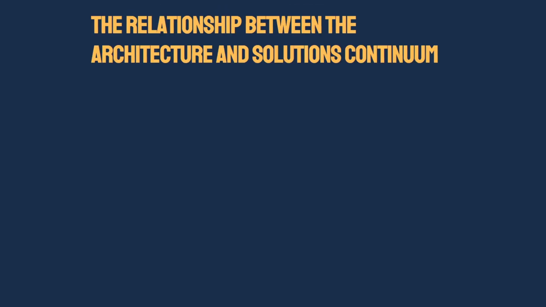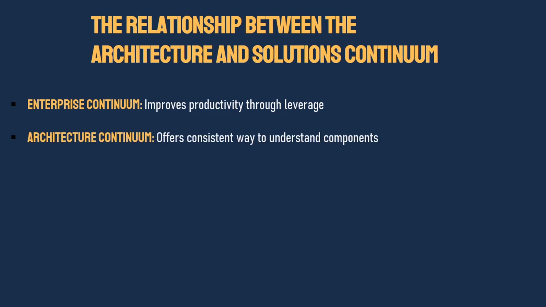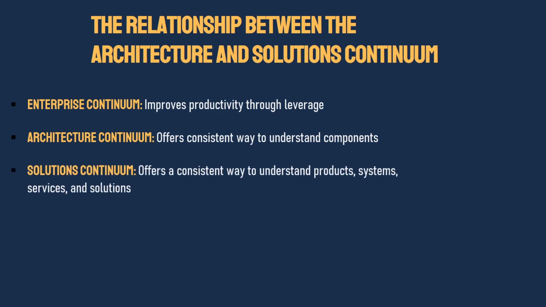The relationship between the architecture and solution continuum is as stated. The enterprise continuum helps improve productivity through leverage. The architecture continuum specifically offers a consistent way to understand the components, whereas the solution continuum offers a consistent way to understand the products, systems, services, and solutions. Together, the architecture and solutions continuums both provide this productivity and leverage.